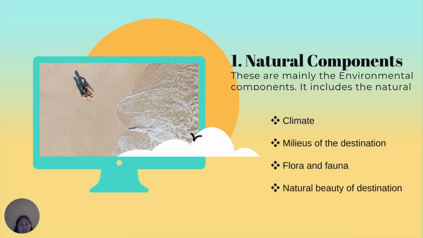In the natural components class, it's important that we, as consumers, see the climate, whether we can manage to experience this kind of climate. We have also the milieux of the destination, flora and fauna, the fisheries, and other kinds of birds, and of course the different kinds of natural beauty of the destination. So those are the natural components, the reason why we are there to experience or explore something as a visitor, to enjoy, it's because of the natural components of this environment.